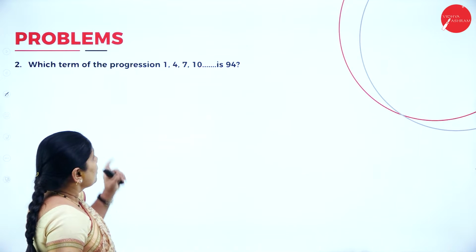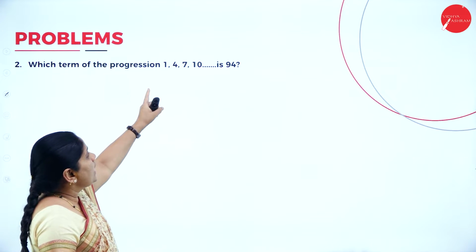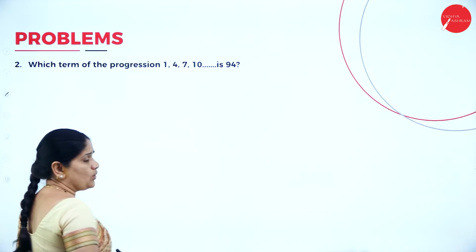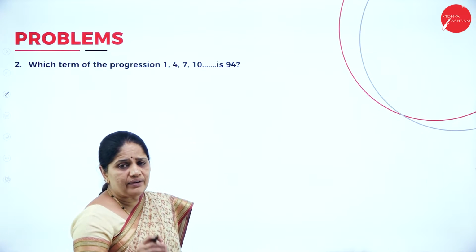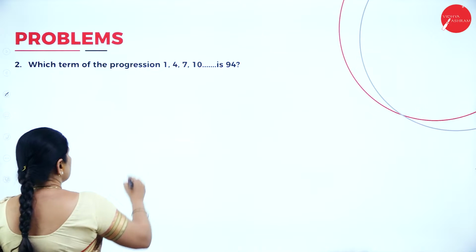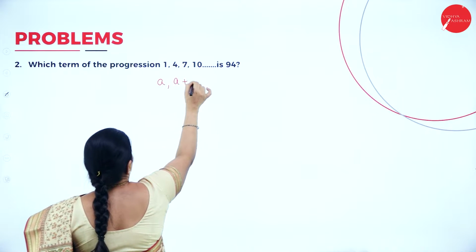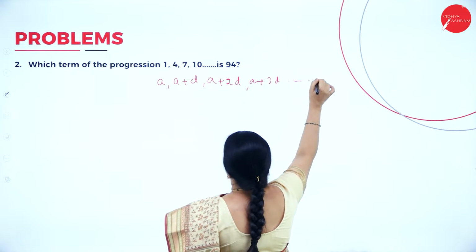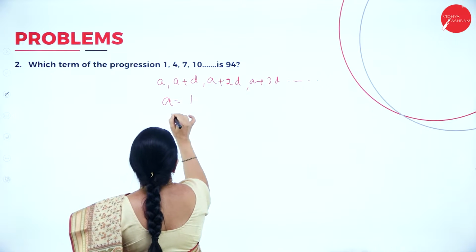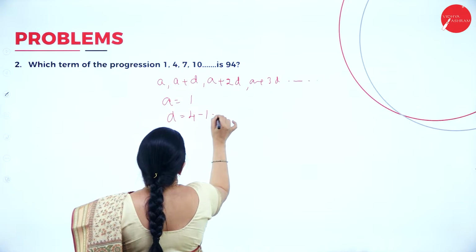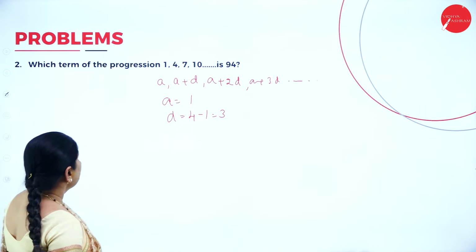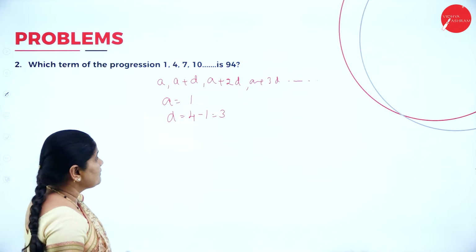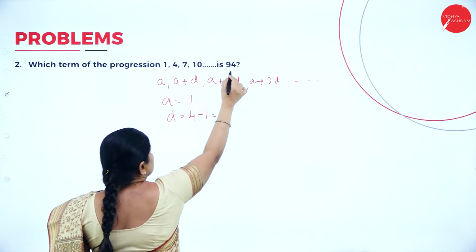Now the next one: which term of the progression 1, 4, 7, 10 is 94? Now they have given us the 94 and they have asked us what is the nth value of this term. Now this is of the form A, A plus D, A plus 2D, A plus 3D, and so on. Now what is A here? A equals 1, D equals 4 minus 1, that is 3. Now they have given us the term and they have asked us to find the value of n. So we don't know what is the nth value.